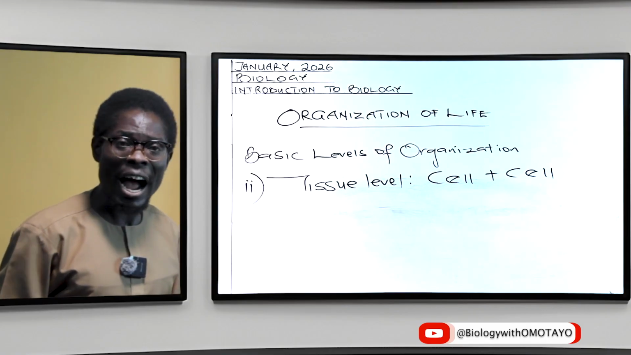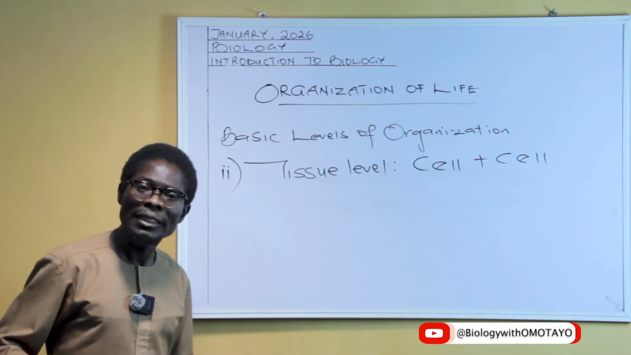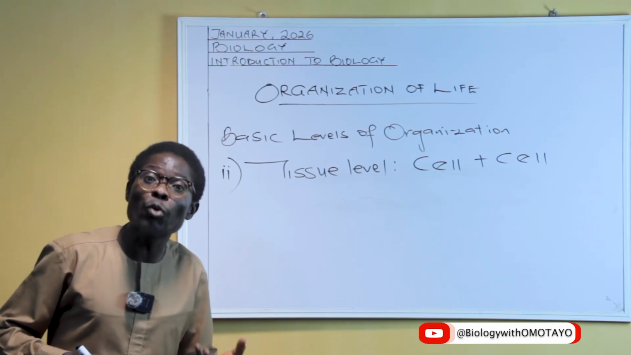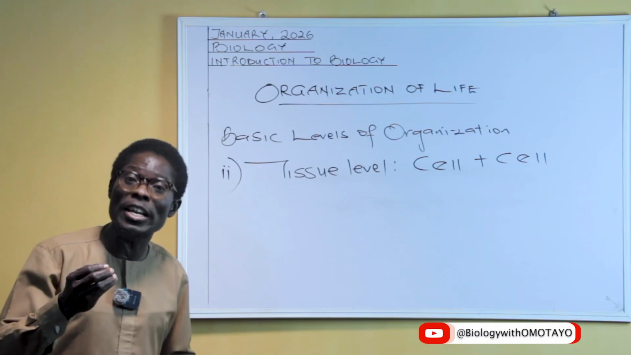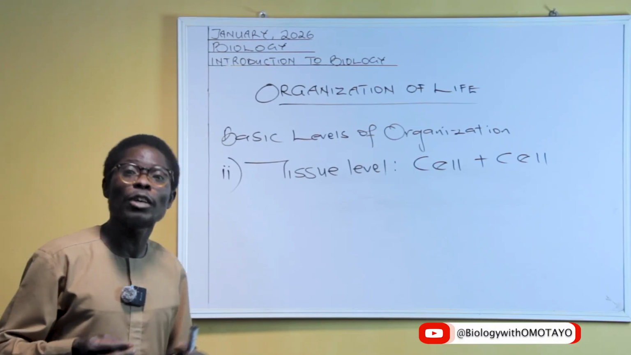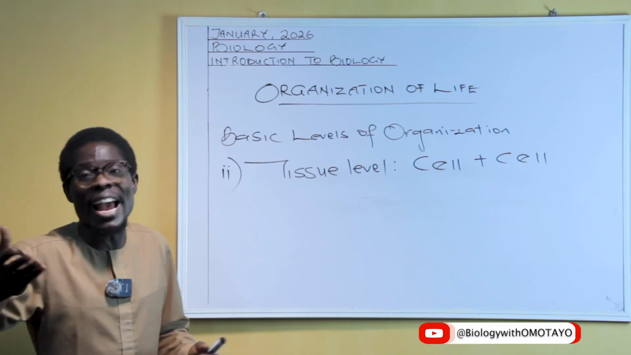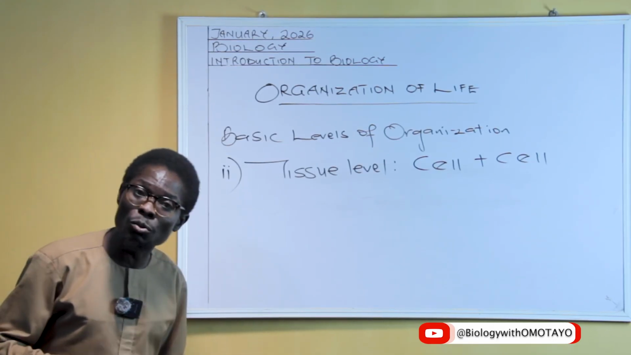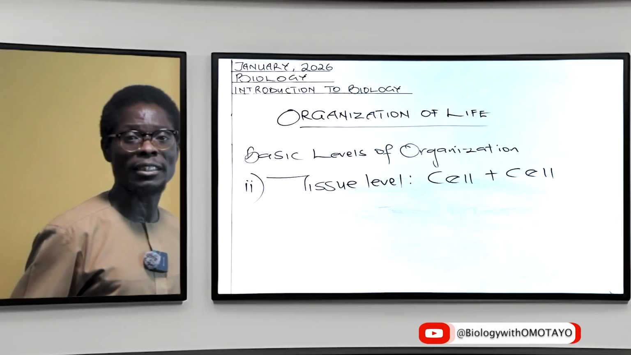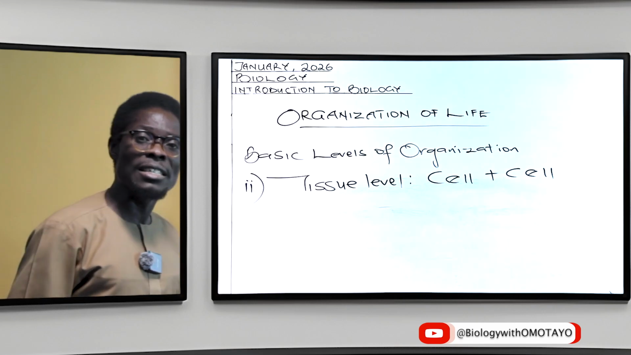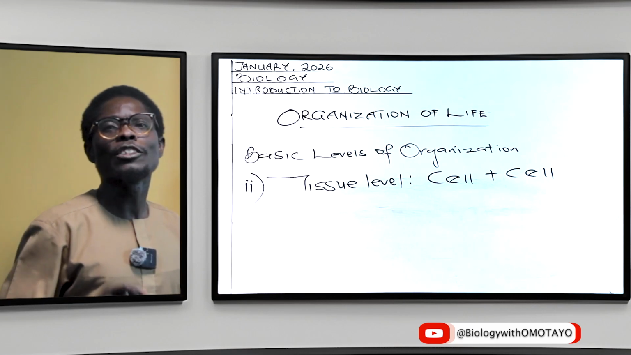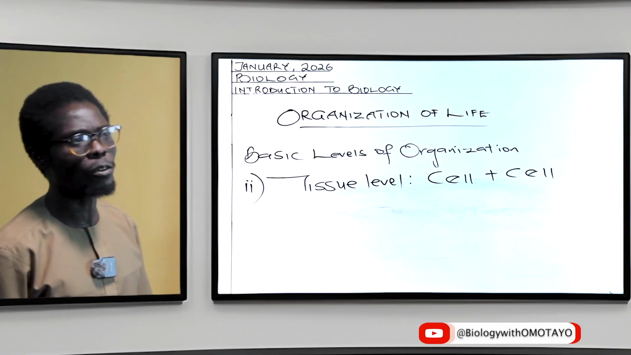Other components are the bone, the cartilage, muscles, and even the phloem, which is the tissue vessel in plants that helps to transport synthesized food, as well as the xylem, which is a vessel that helps in transporting water and mineral salts in plants. All these exist as components of organisms at the tissue level of organization.